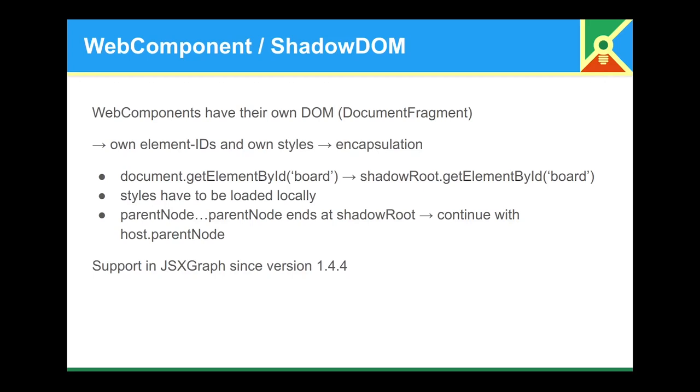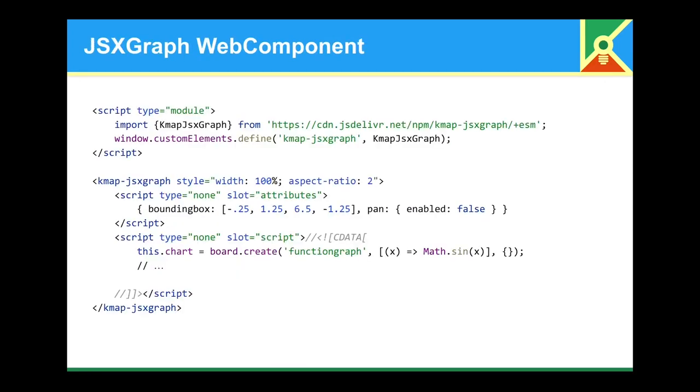Support for web components, especially shadowDOM, is implemented in JSXGraph since version 1.4.4. So what I did in order to integrate JSXGraph as a web component into KMap, I created a simple web component called KMap JSXGraph. This is the tag name, KMap JSXGraph. If you want to use it, it's quite simple. You just have to import the component, and then you can use it like regular elements.